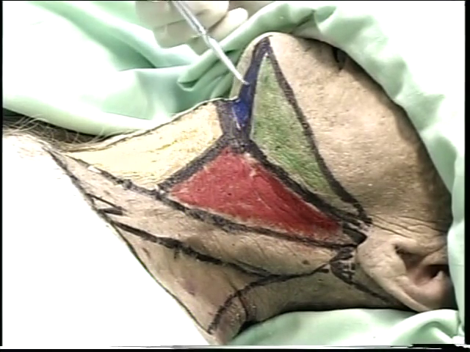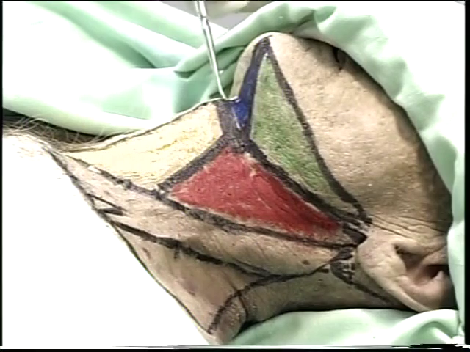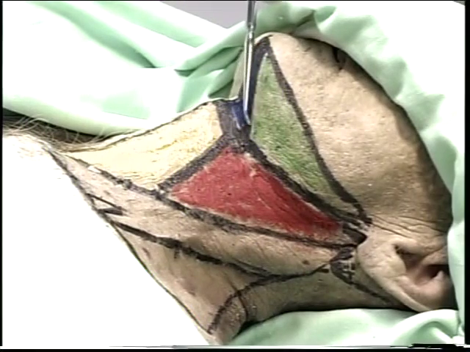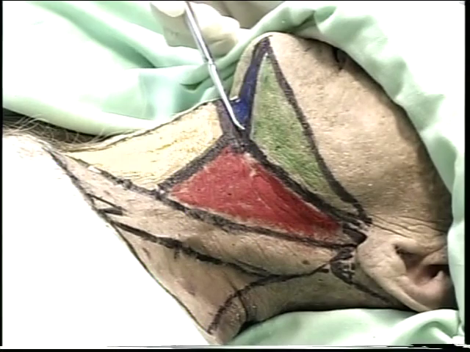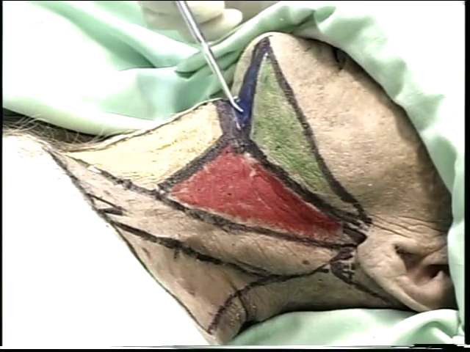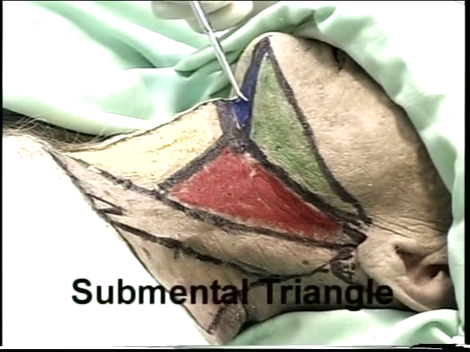We look just underneath the chin, bounded by the midline, the anterior belly of digastric, and the hyoid bone. This triangle in the blue is your submental triangle.